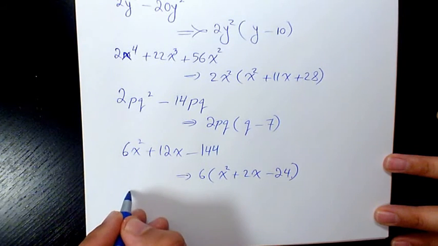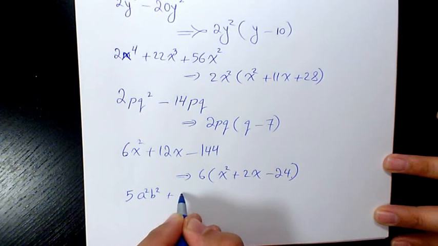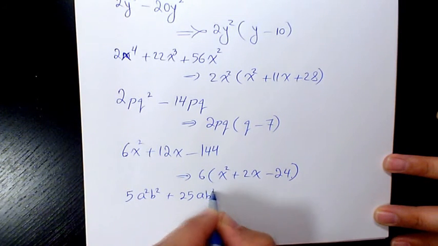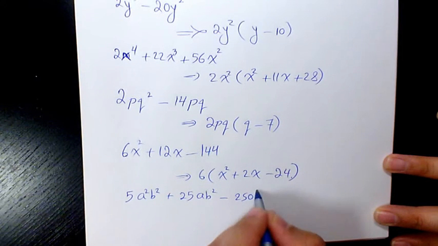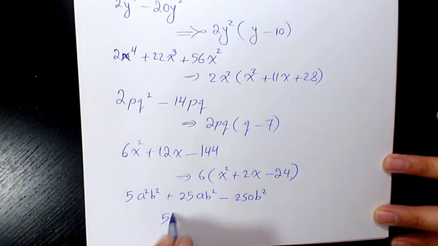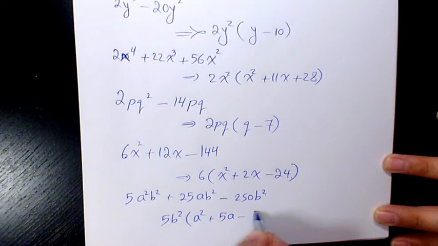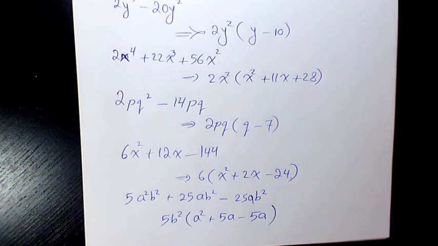Next one is 5a squared b squared plus 25ab squared minus 250b squared. So here you can factor 5 and b squared, which is going to make it a squared plus 5a minus 50. That was 25ab squared.